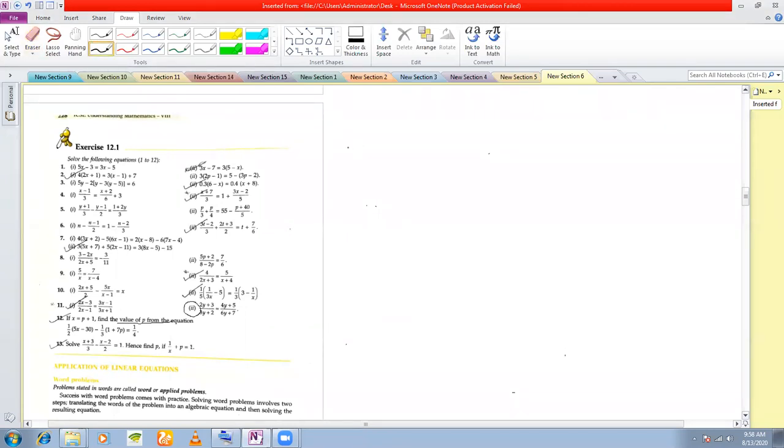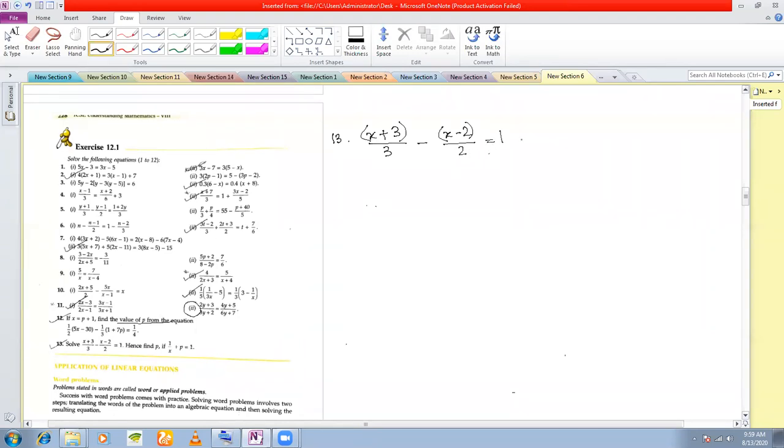Let's do the last one, number 13. Solve. The given equation is (x + 3)/3 − (x − 2)/2 = 1. They haven't given the brackets, we'll add the brackets. So you need to solve this equation.